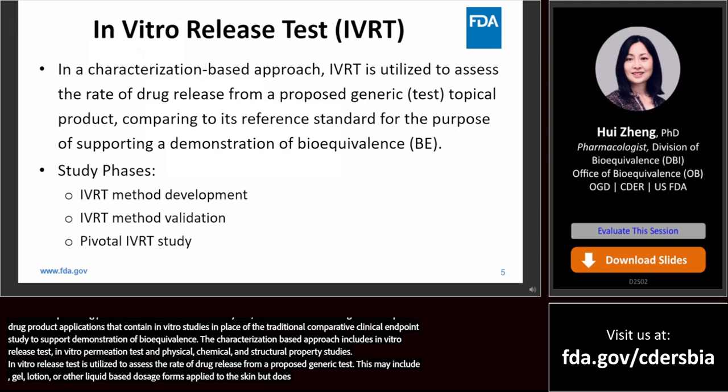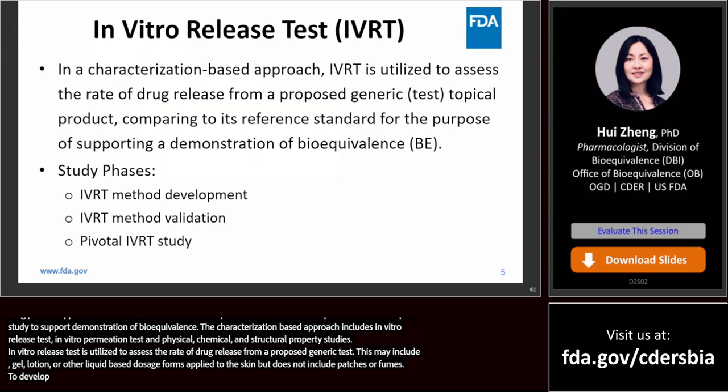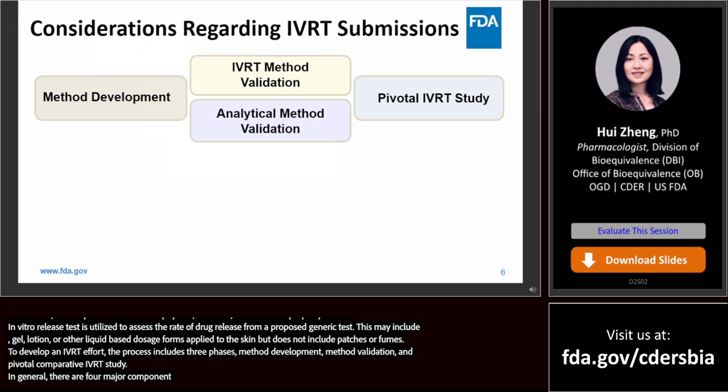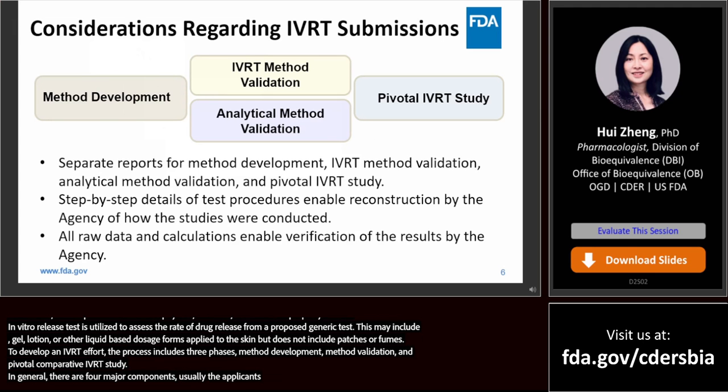To develop an IVRT method and eventually use it to support a demonstration of bioequivalence, the process includes 3 phases: method development, method validation, and pivotal comparative IVRT study. In general, there are 4 major components. Usually, the applicants prepare a separate study report for each of the major components.